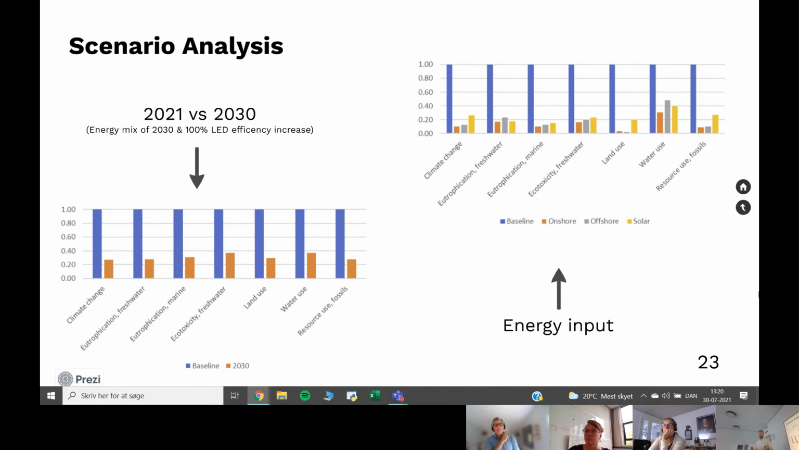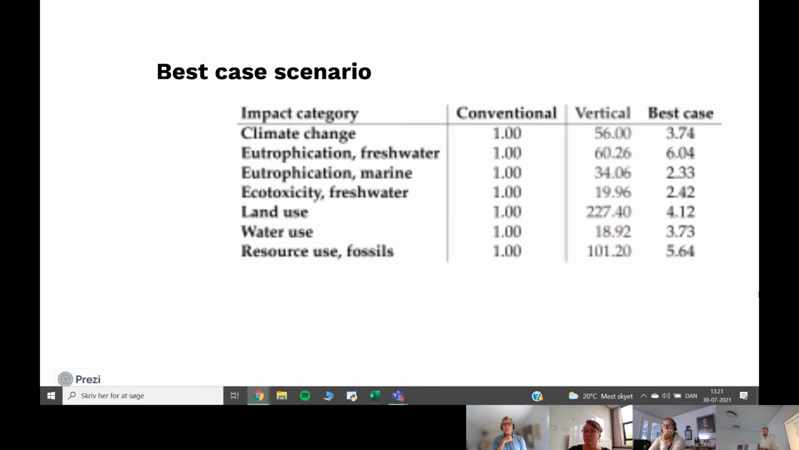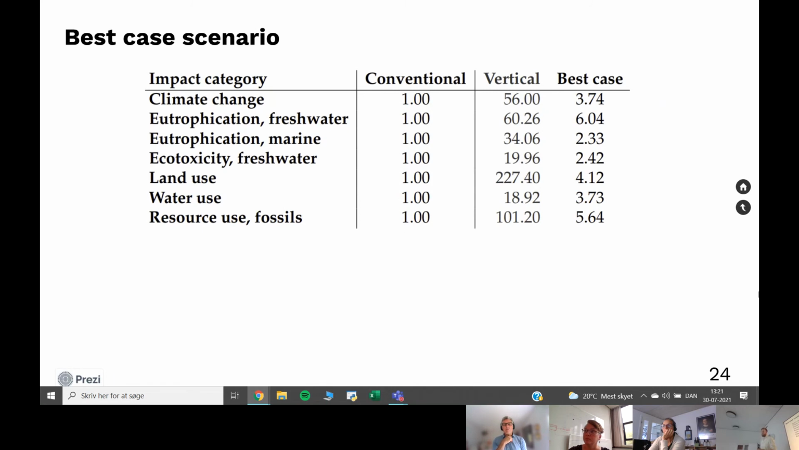So I used the data that I gathered from my scenario analysis, and I did a new scenario called the best case scenario. Presented here, you can see numbers that you've already seen, the factual difference between the conventional and the vertical. Those are the two main baseline systems. And then you can see the difference of the best case scenario compared to the conventional system. And just by looking at the numbers, you can see it's a big improvement, but it's not better than a conventional system.